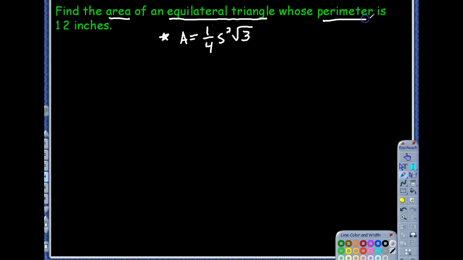All right. It says we need to find the area of an equilateral triangle with a perimeter of 12 inches. Okay, so now we've got the idea of perimeter in here also. So perimeter basically means what? Add up all the sides.